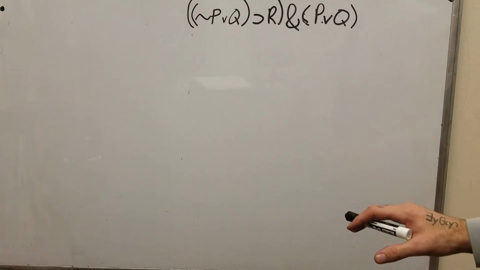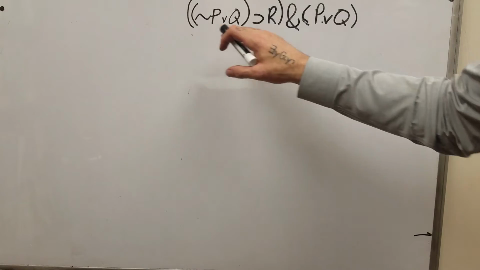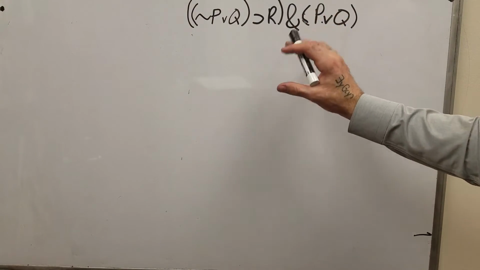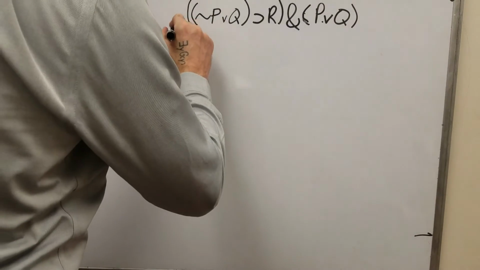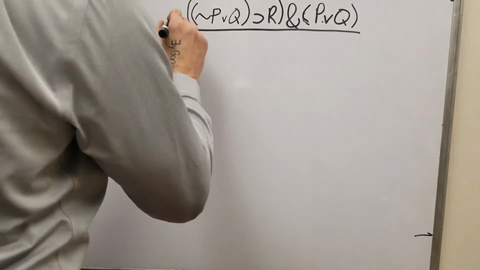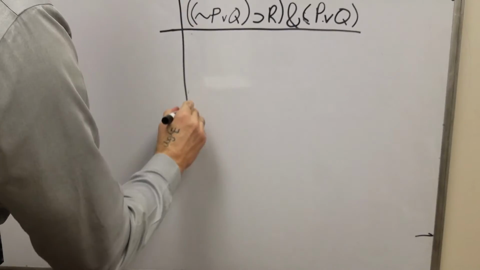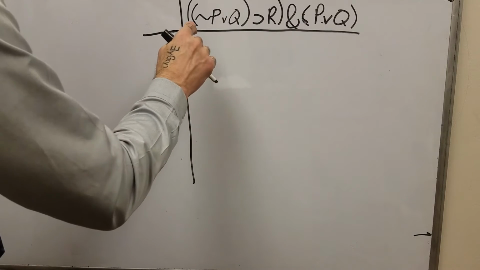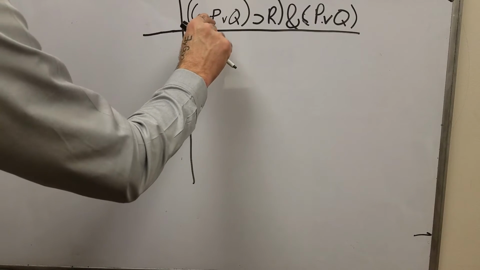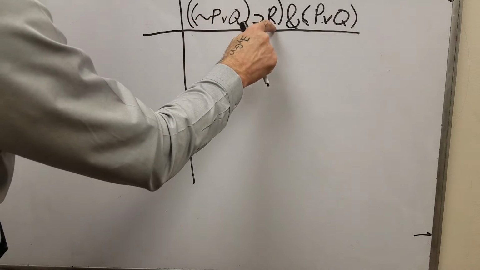Okay, so now we're going to do a slightly more complex example. This sentence is a little bit longer and more complex, but we handle it exactly the same way, all right? Now, this time we're going to need 3 columns over here for P, Q, and R.